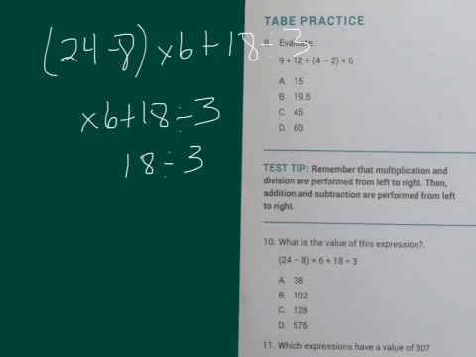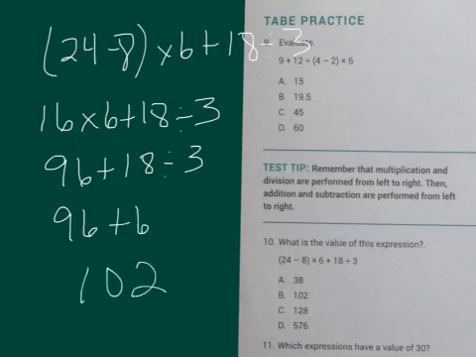Okay, so let's look inside these parentheses. We're going to say 24 minus 8, that is going to give us 16. And then we're going to say 16 times 6, and that is going to give us 96. And then we're going to say 3 divided by 18, and that's going to give us 6. And then 96 plus 6 is going to give us 102, which is B. Let's go ahead and go to number 11.